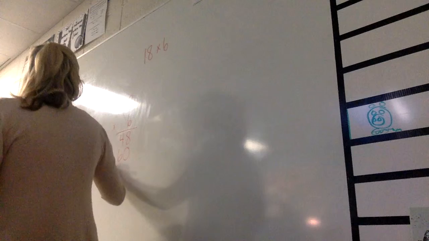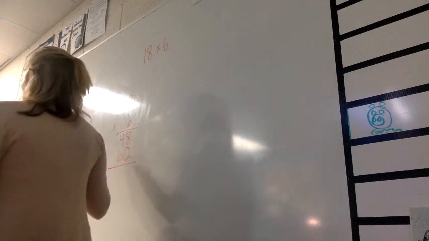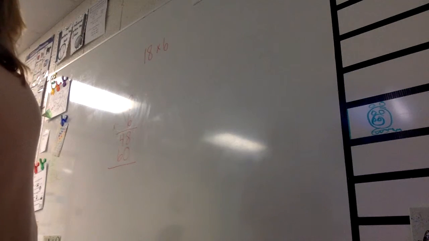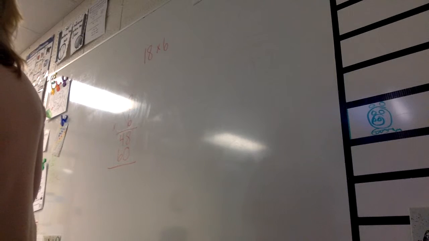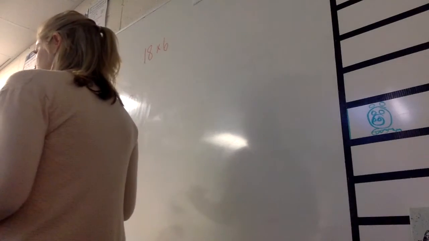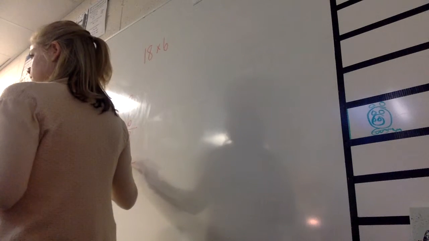Okay, what do I have to do once I do this multiplication? Put it all together. How do I put it together? Do I multiply it again? Do I subtract it? Oh, okay, I have to add. Can you help me? 8 plus 0 equals 8.